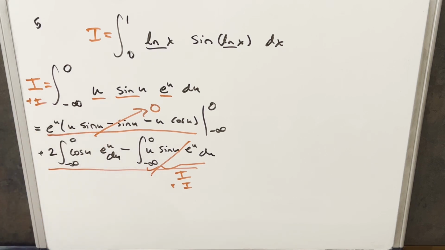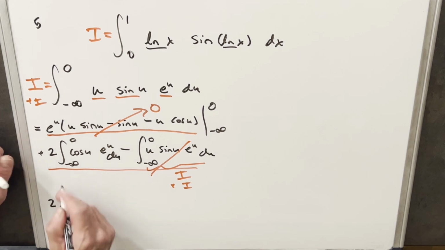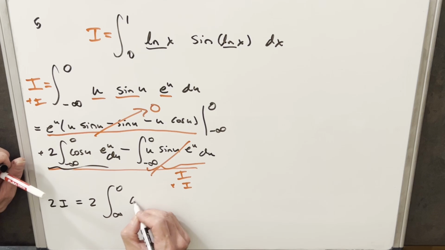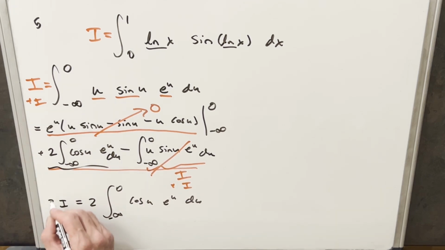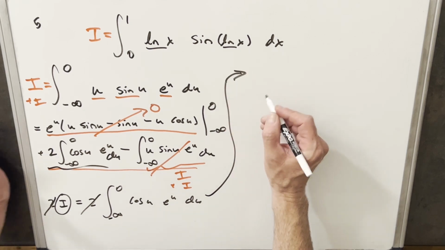So then on the left side of our equation, we're going to have 2I, and then we're still going to have this piece right here. We're going to have 2 in this integral of cosine u e^u. But now that we've got a 2 on both sides, I'm just going to divide those off. So now we've isolated back just our original integral I. Let's see if I can squeeze this in. I'm going to bring it back up here because I've got some space now.